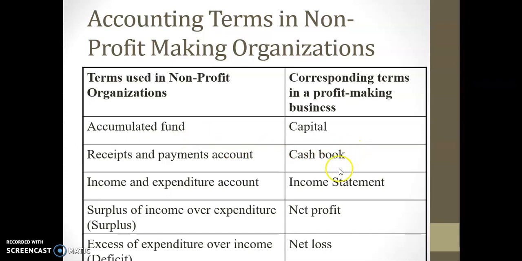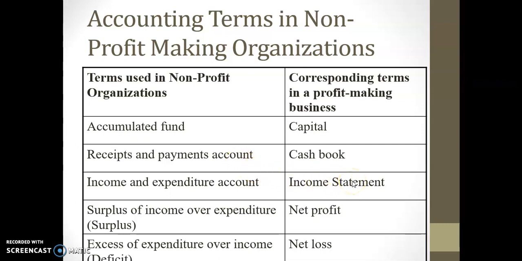A profit-making business would have a cash book, and usually your cash book would have a cash account and a bank account if it's a 2-column cash book. If it's a 3-column cash book, it will have the discount columns. However, the receipts and payments account is what is used in a nonprofit organization. So you will not see people saying, let's prepare a cash book for a nonprofit organization. They usually prepare what is called a receipts and payments account.